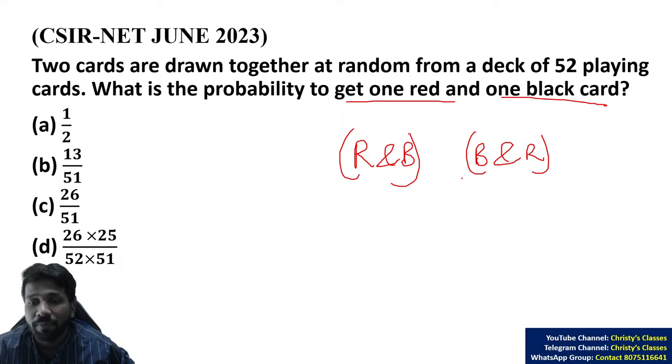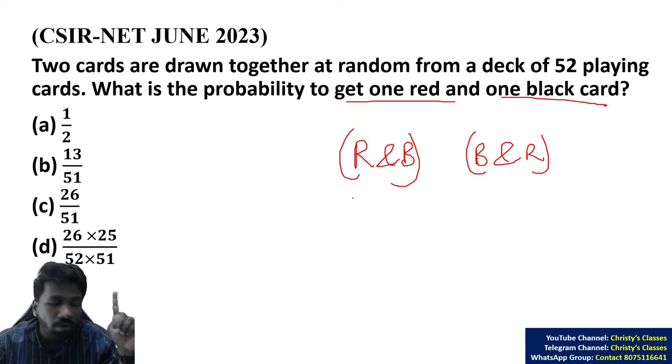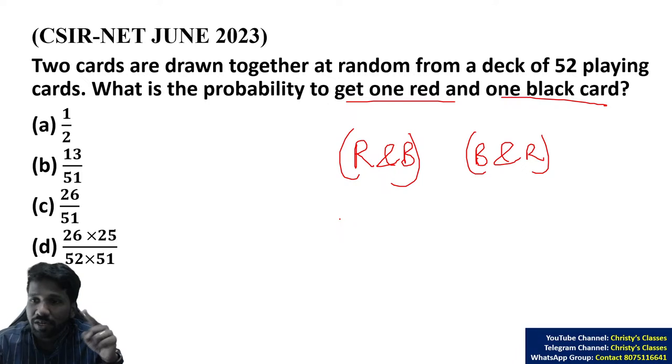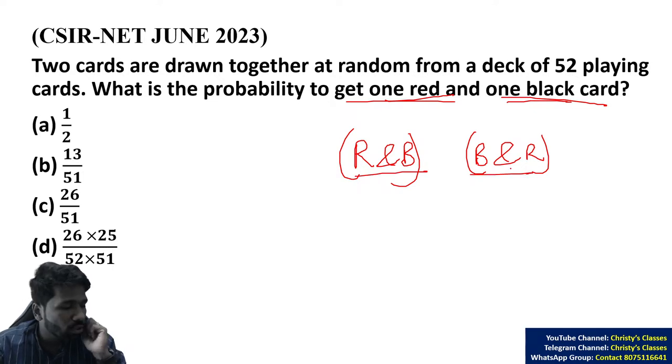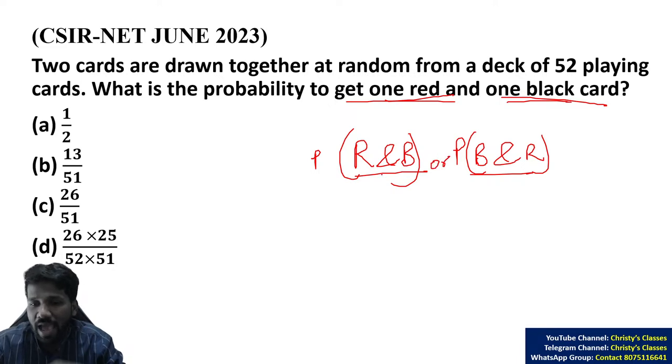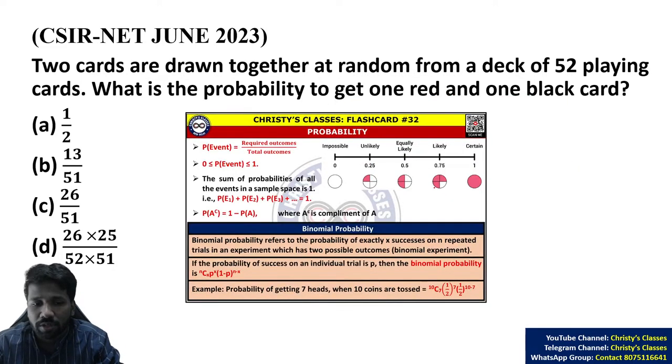Then that is the case where only one case is there, if it is first one red, second one black. But here one red, one black means red, black, black, red, dono possible. Dono ka probability find karke, dono ko add karna hai. And or ka idea. You should know the idea of and or in probability.